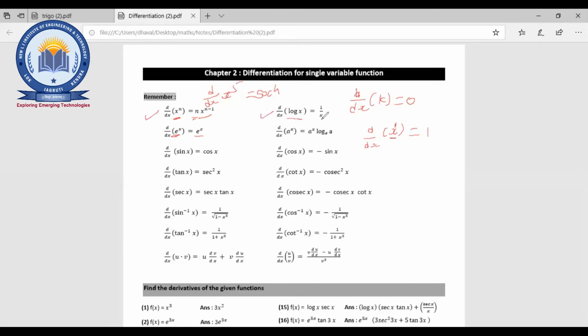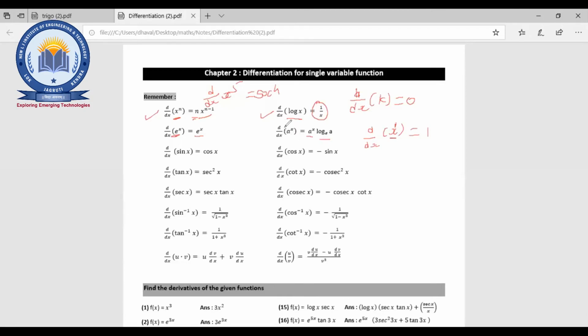Now d by dx of log x will be 1 by x. Fine. d by dx of a raised to x, where a is some constant raised to x. For that, the differentiation is a raised to x as it is into log a. This equation you already know. We will go through all the equations quickly, and then we move to the examples. Here d by dx of a raised to x equals this.